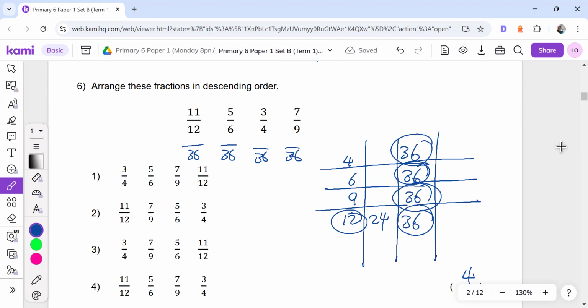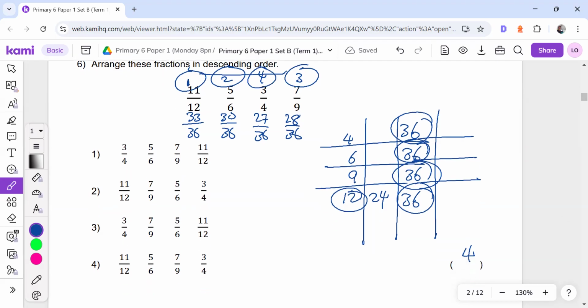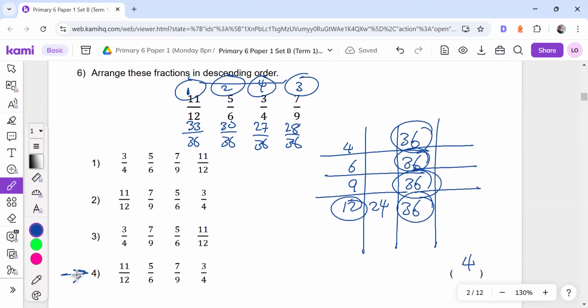Simple. And then 12 times 3, 11 times 3, 6 times 6, 5 times 6, 4 times 9, 3 times 9, 9 times 4, 7 times 4. So which is the biggest? Descending order means big to small. So the biggest must be this one. Biggest, 11 over 12. Then getting smaller, 5 over 6. And then getting smaller, 7 over 9. And the smallest will be 3/4. And that's how you get your answer number 4.